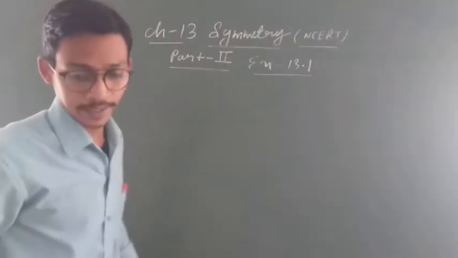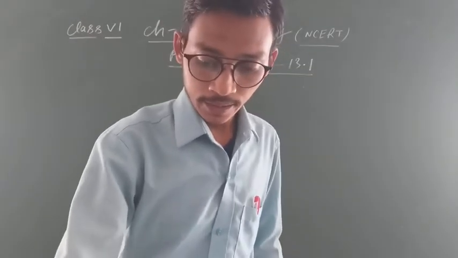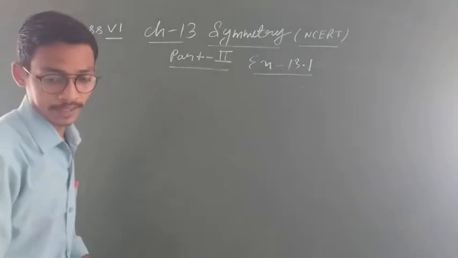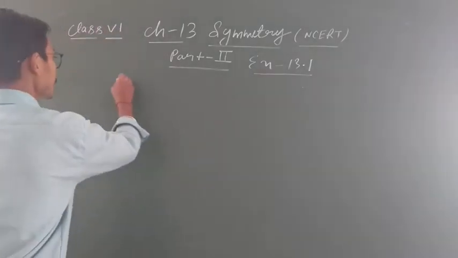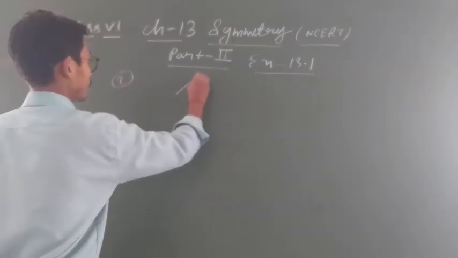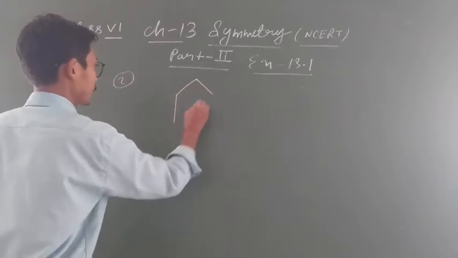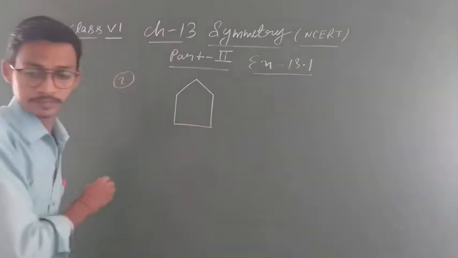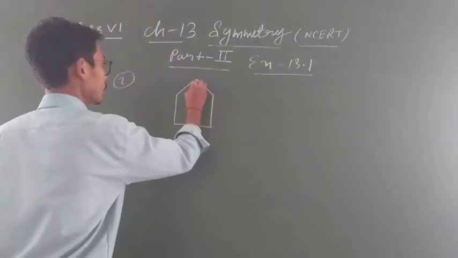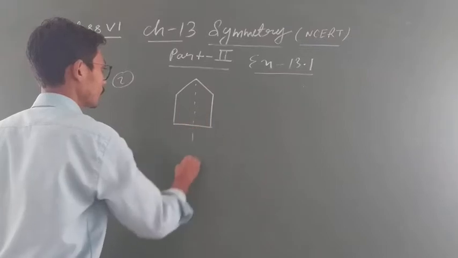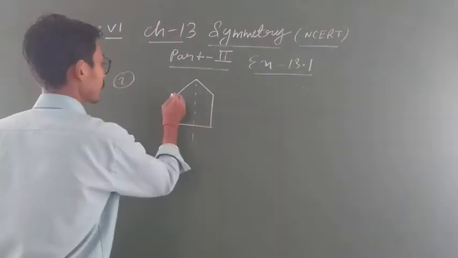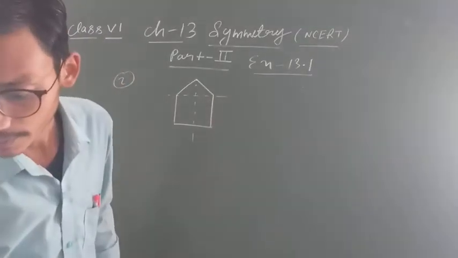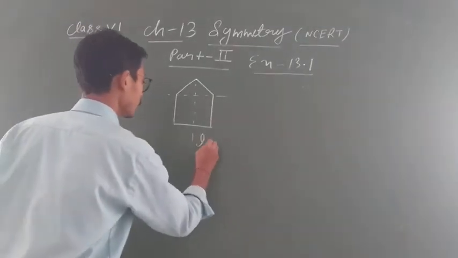So that was the first question. In the next question, what is given? For the given figure, which one is the mirror line, L1 or L2? Look, one diagram is given, students. This is your diagram. This is the first line, and this one is the second line. L1 and L2 are given. This is L2, this is L1.